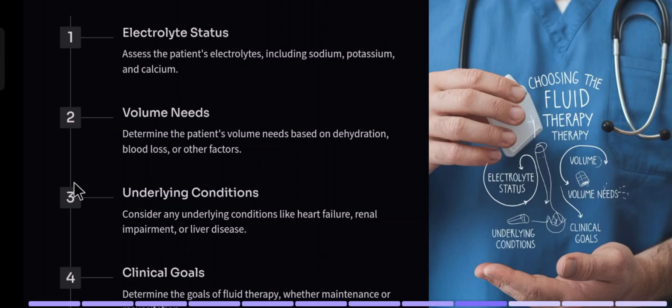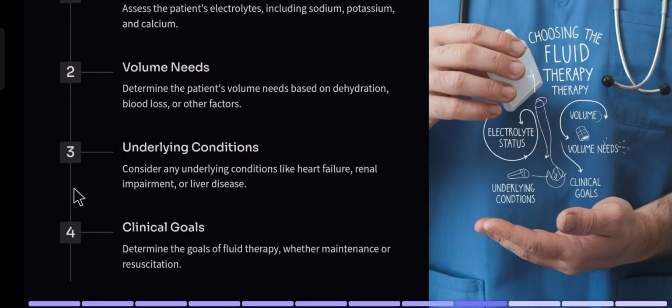3. Underlying conditions. Consideration must be given to the patient's underlying health conditions, such as heart failure, renal impairment, or liver disease, as these can affect how the patient responds to different types of IV fluids. 4. Clinical goals. The goals of fluid therapy should be clearly defined. Whether the aim is to maintain hydration, resuscitate a patient, or correct an electrolyte imbalance, the fluid choice should align with these goals.